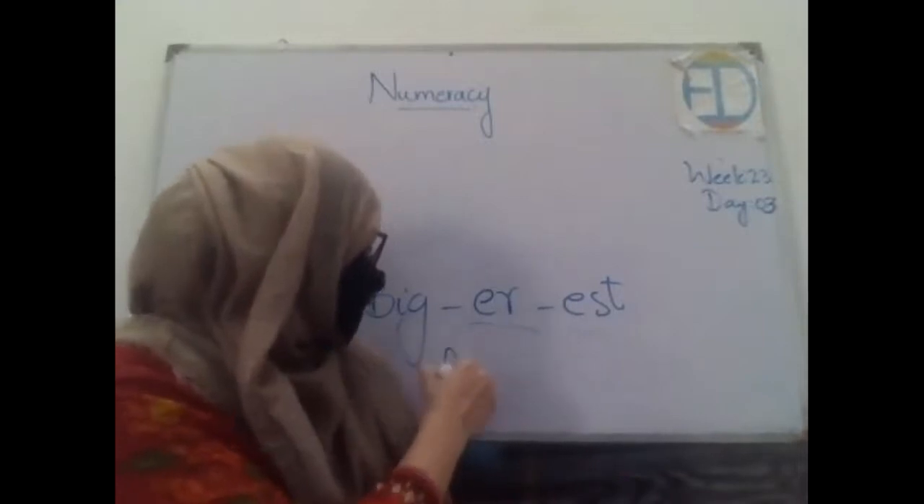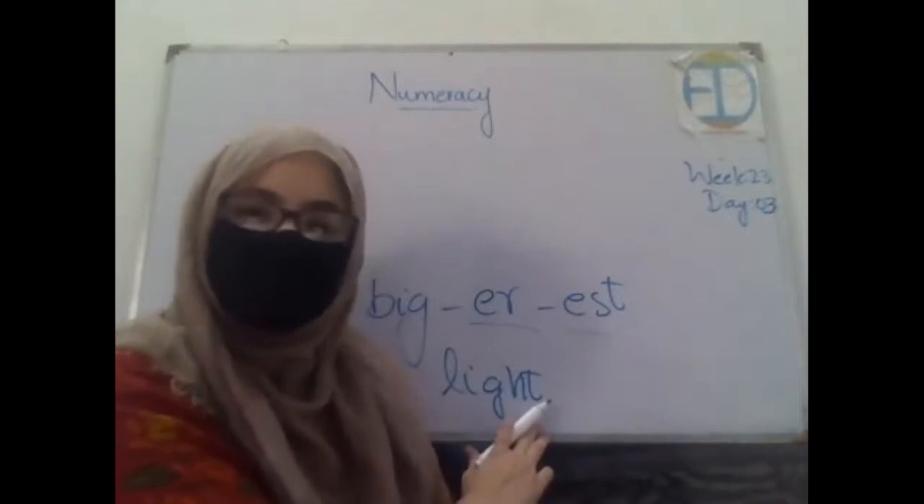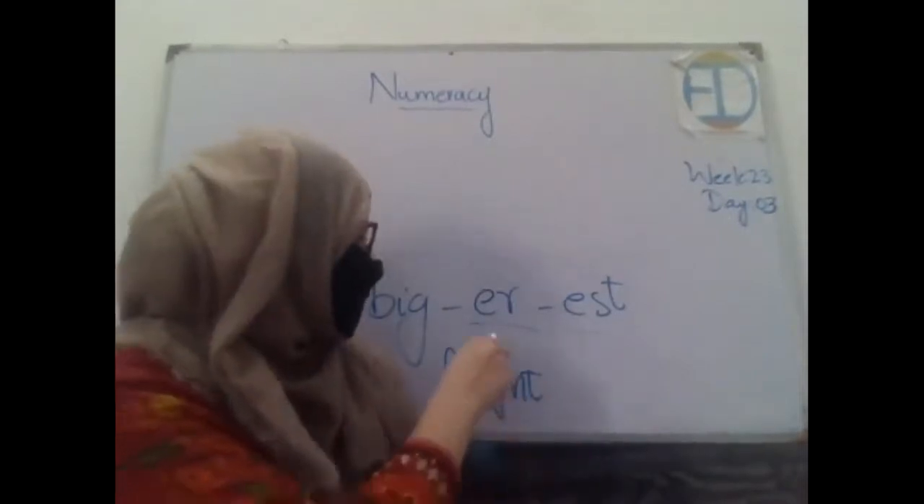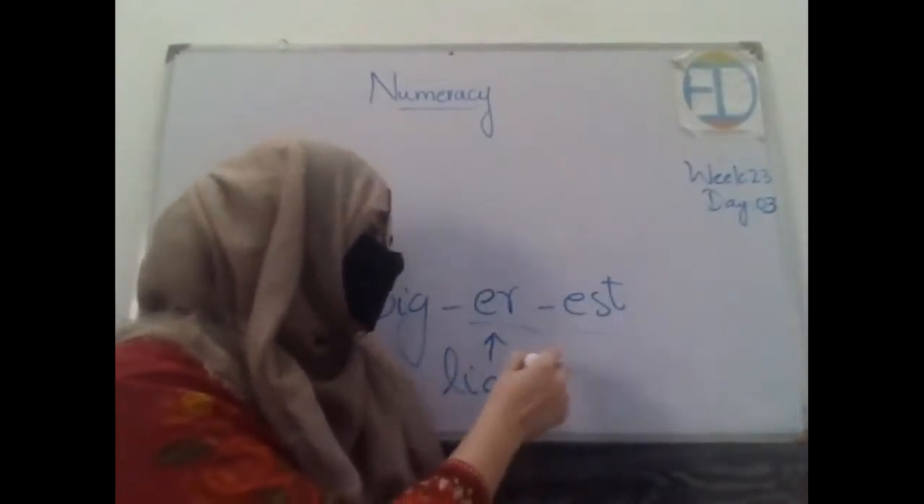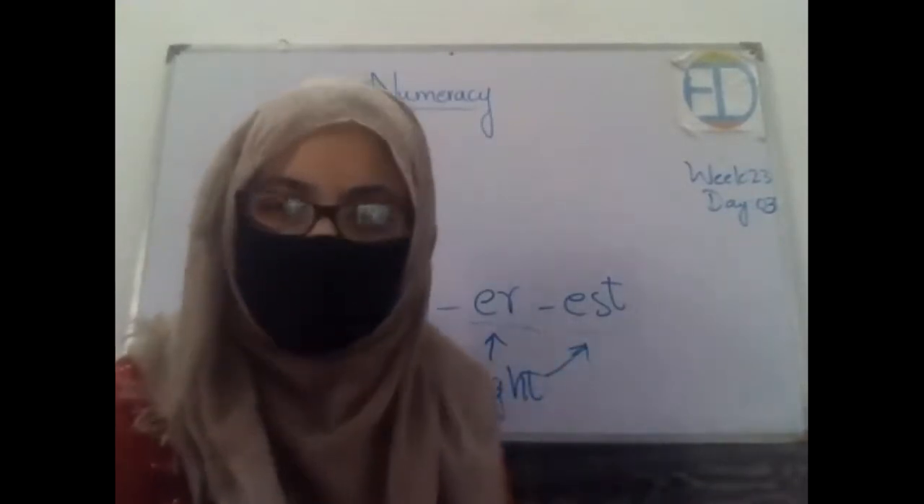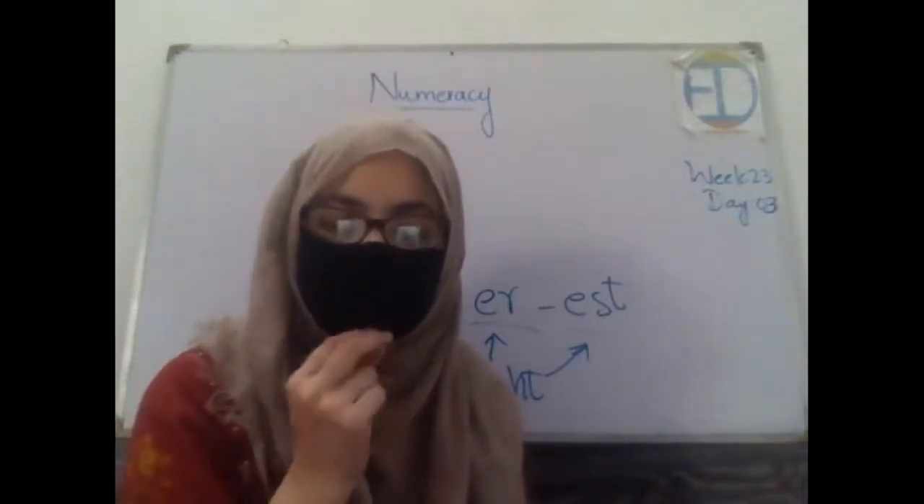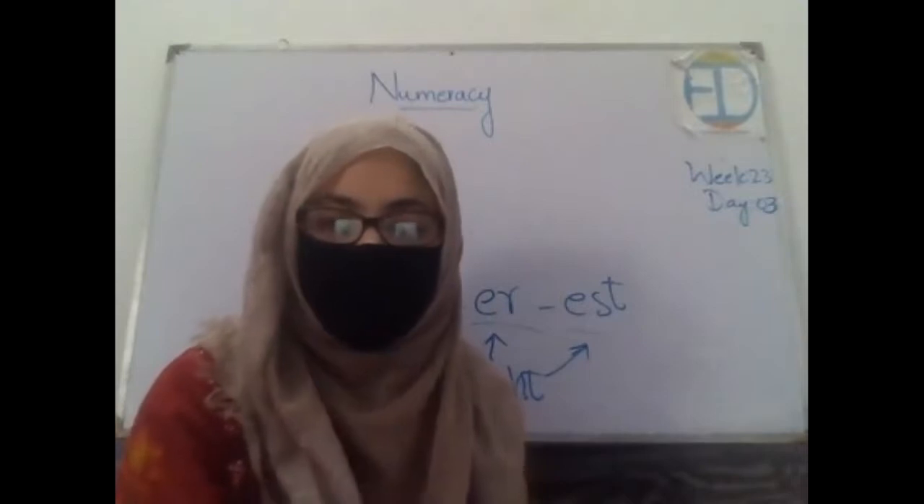Similarly, there is this word light. In order to make its second form or second degree, we will be adding er to it. And in order to make the third, we will be adding est to it. So we practiced it already. Today we will be quickly revising that, and then we will do some practice worksheet of it, okay?